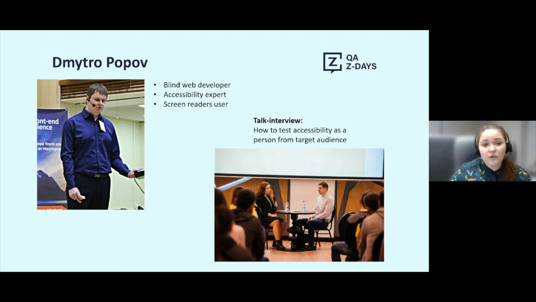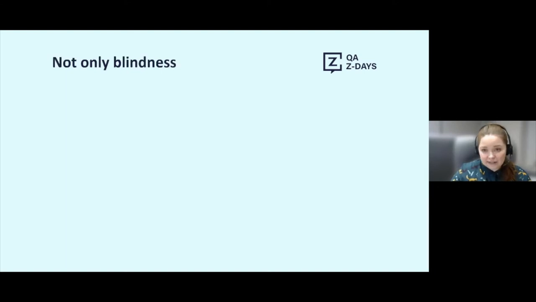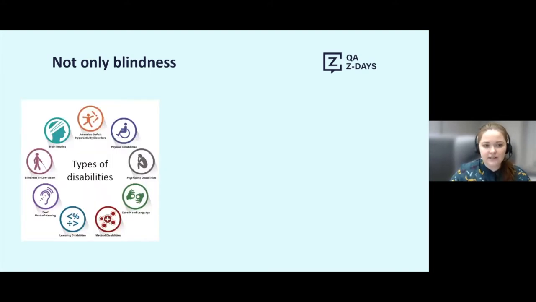So the first thing I would like to mention is that I noticed pretty frequently that developers and QAs mostly focus on blindness as one of the disabilities that should be considered during testing and bug fixing. But in reality, there are many more disability types that should also be considered.